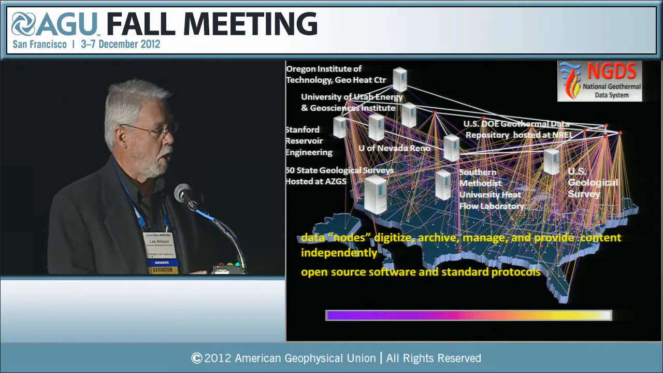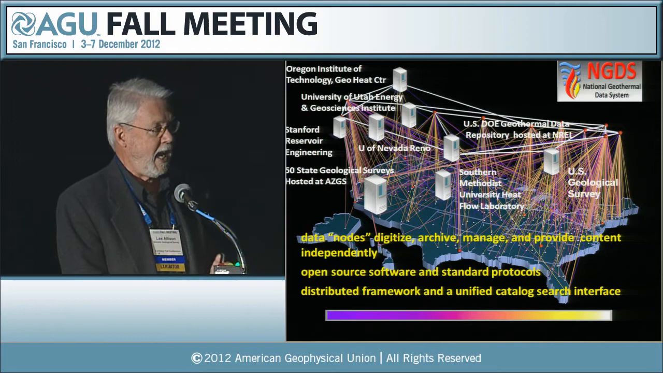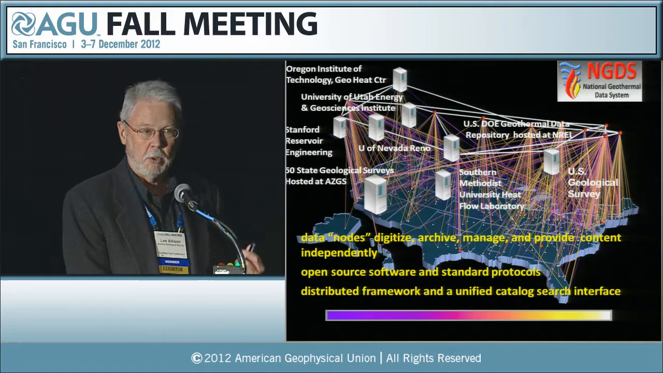It's all open source. We're developing standard protocols that are nationally and internationally recognized standards. It's a distributed framework, and the same way we have a catalog search interface among catalogs coming from all of the data providers. So it's a distributed catalog and distributed data network.